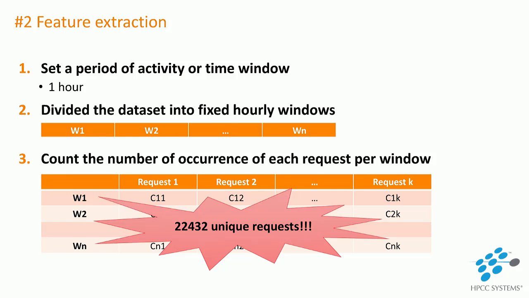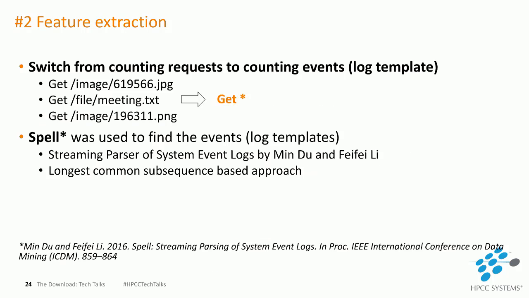Thankfully, most researchers have decided to switch from counting requests to counting events, and events are basically log templates. To understand this, consider get image, get file, and get image. Normally, each of those requests would be counted individually. But now, instead of counting them individually, we get their template, which is get star, and we count them as a single event. This is the basic idea in dimensionality reduction.